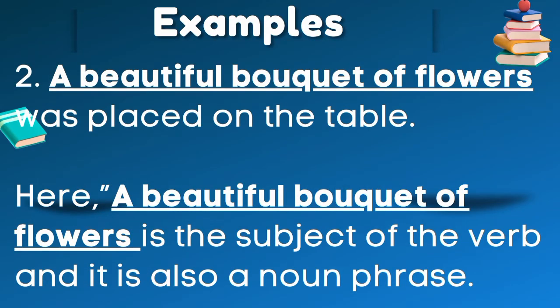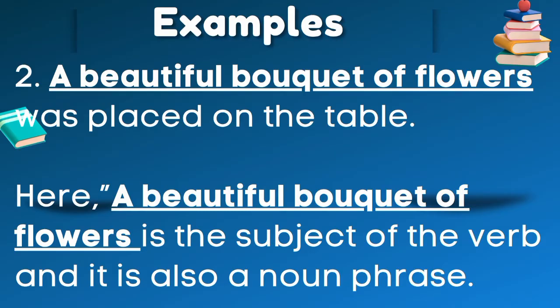Number 2, a beautiful bouquet of flowers was placed on the table. So the noun phrase in that sentence is a beautiful bouquet of flowers. That is the noun phrase in that sentence, and it is functioning as the subject of the verb.